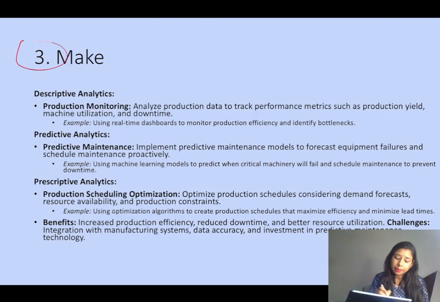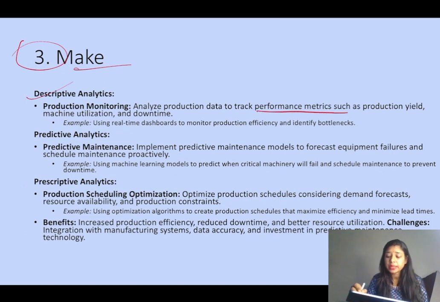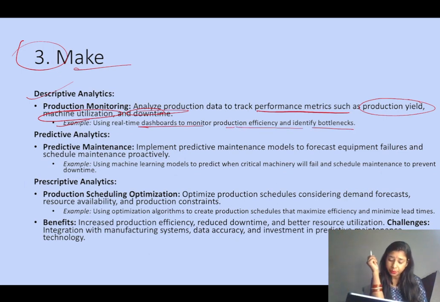Moving to the third, which is make. In making, with descriptive analytics you can use production monitoring, which means you can analyze the production data to track performance metrics like production yield, machine utilization and downtime. These can all be tracked with the help of descriptive analytics. For example, using real-time dashboards to monitor production efficiency and identify bottlenecks can be one point.